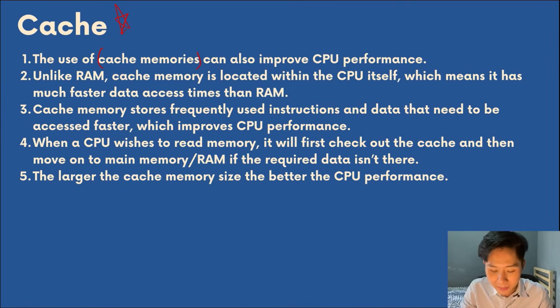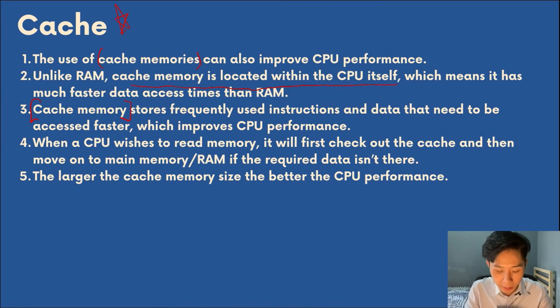And unlike RAM, which is located outside the CPU, this cache memory is located within the CPU itself, which means that if the CPU has some information to access, instead of accessing it from the RAM, it can access it from the cache, in which it will be faster because it is located within the CPU. And the cache memory usually will store instructions and data that will be accessed often.